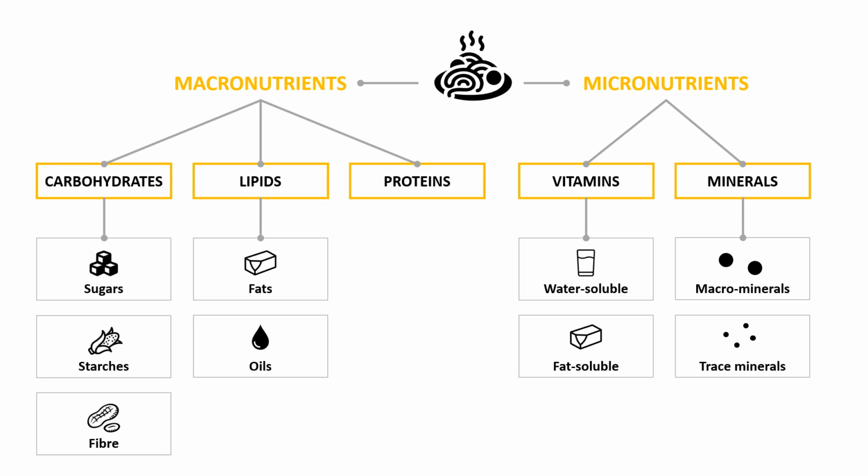And then trace minerals, minerals like iron, selenium, copper, those sorts of minerals, required in a lot smaller quantities, but nevertheless are really important for a range of purposes, most of which have very specialized purposes. So for example, iron is very important as a component of hemoglobin, helps us transport oxygen around the body in the bloodstream.